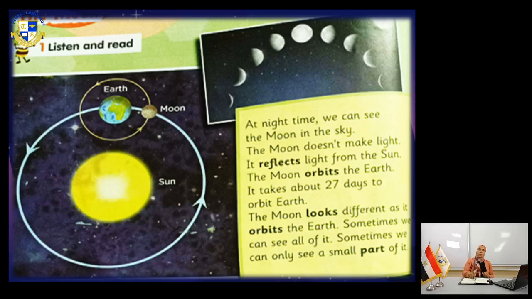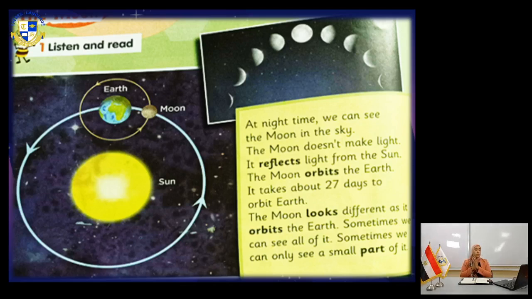Okay? Let's read together. At night time, we can see the moon in the sky. The moon doesn't make light. How can we see the light coming from the moon? What happens? It reflects the light from the sun. So the light coming from the moon at night is only a reflection of light from the sun.